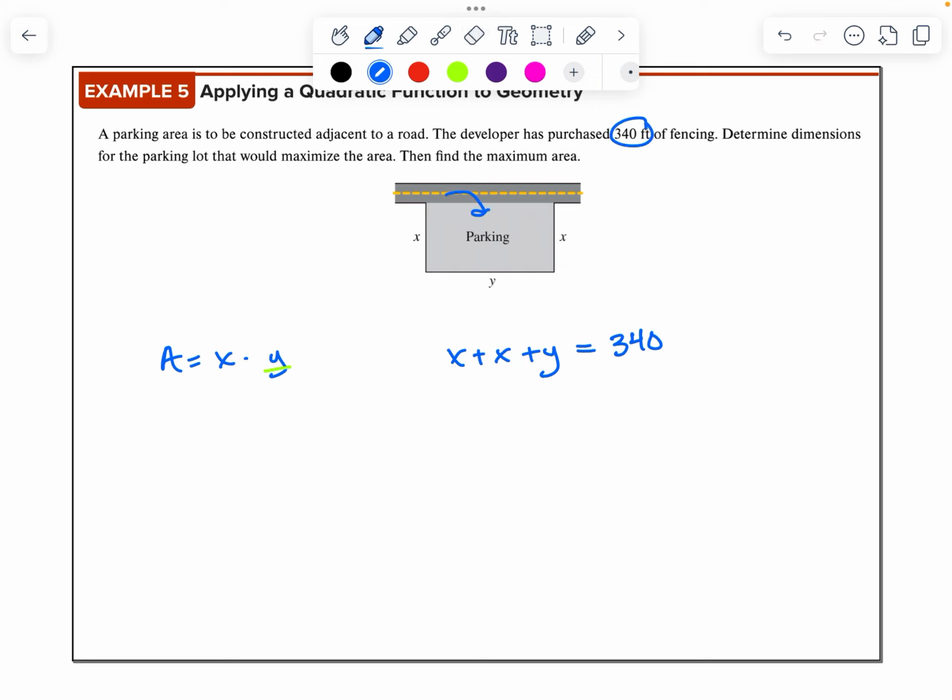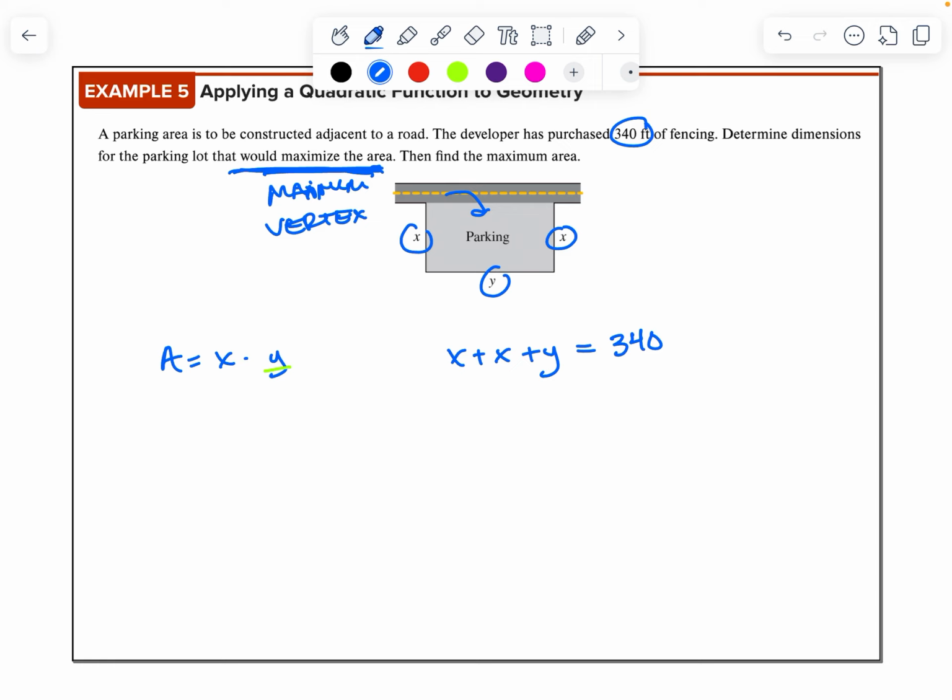Determine the dimensions of the parking lot that would maximize the area. Maximize. When I see the words maximize, I'm thinking maximum, which makes me think vertex. Anytime we're trying to find the maximum or the minimum, we're trying to find the vertex. If area of a rectangle is length times width, for us that's x times y.